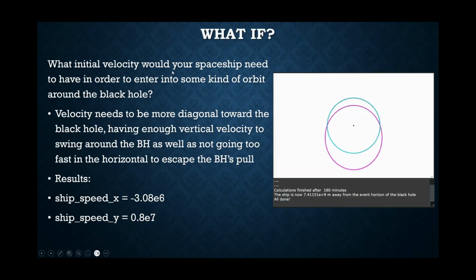What initial velocity would your spaceship need to have in order to enter into some kind of orbit around the black hole? So our velocity needs to be more diagonal upwards towards the black hole, having enough vertical velocity to swing around the black hole, as well as not going too fast in the X direction and shooting past the black hole's gravitational pull. And you can see the model here with these results plugged in. We have a lower X speed and a higher Y speed, and this is able to have the ship go in a sort of circular orbit.